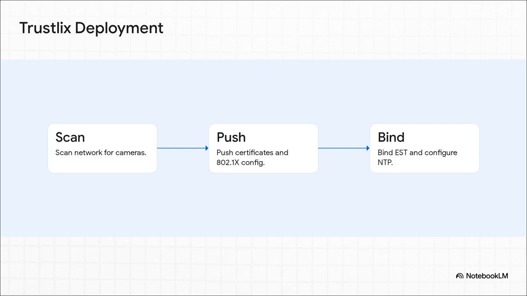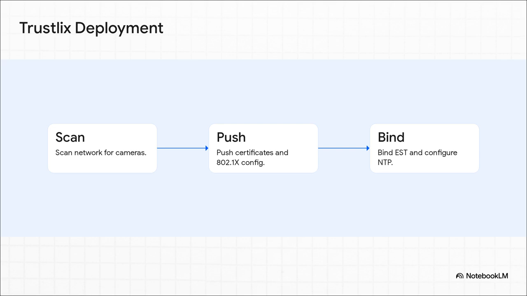To deploy this across an entire fleet, Trustlix offers a pretty brilliant bulk workflow. First, you scan the network for cameras. Then, you push the certificates and 802.1x configuration. Finally, you bind the EST server and configure NTP.